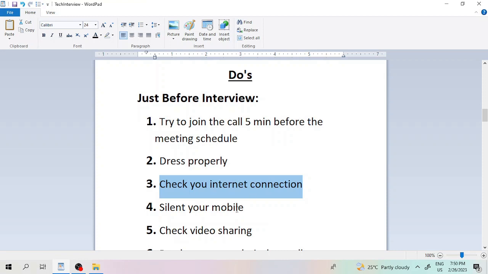Now the fourth point is to silence your mobile, at least during the interview time, for that half an hour or 1 hour. Either switch off your phone or put it in silent mode, so that if any unwanted calls or messages come, it will not distract you or take your attention.